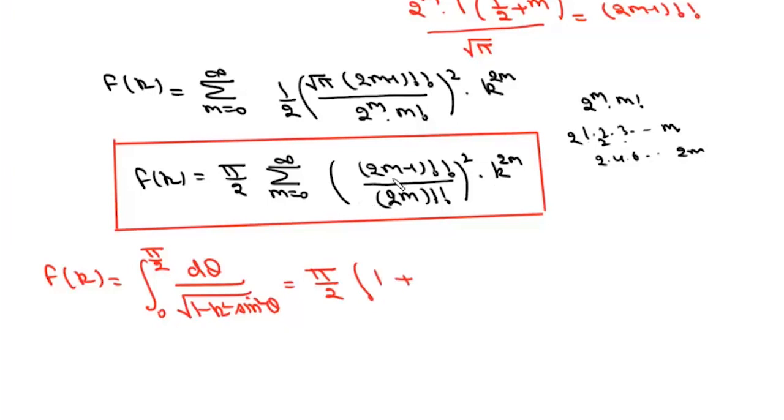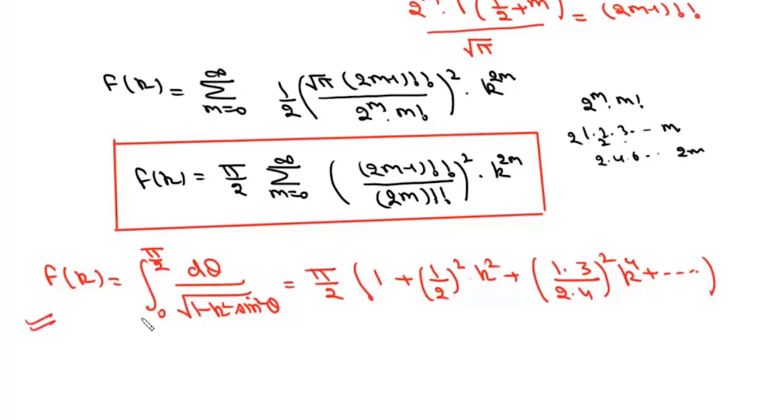Now if m is 1, here this is factorial 1. Factorial 1 is 1 and here it is factorial 2. So it will be this 1 by 2 square and then into k square plus. Now if we take m as 2, then this is double factorial 3 and double factorial 3 is 1 into 3 upon, and this is double factorial 4 which is 2 into 4 square into k to the power 4, and then this series will continue up to infinite. So this is how we solve the complete elliptic integral of the first kind.